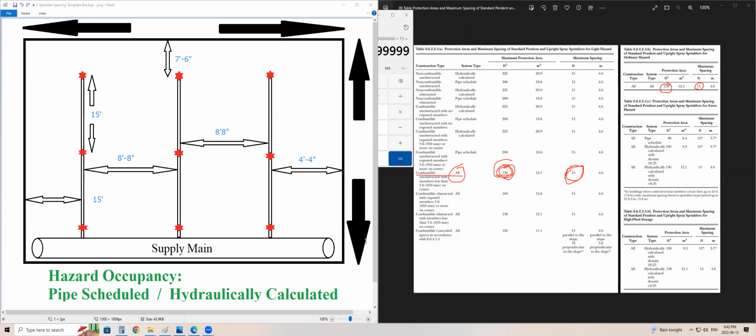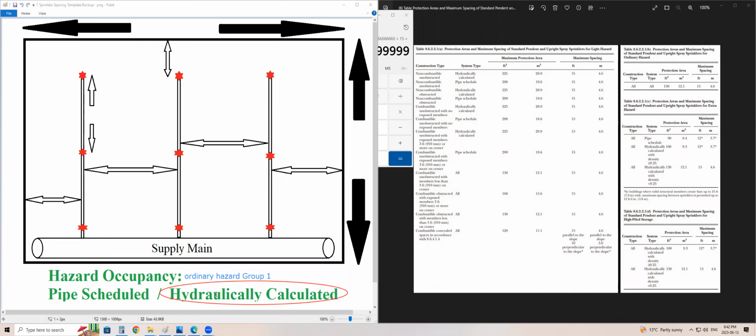I think I'm going to give you one more example. Let's pretend, my intention of doing this, I kind of got ahead of myself. Let's clear everything. My intention, let's say this is going to be a hydraulically calculated system. So I'm going to circle this right here. Hydraulically calculated hazard occupancy. I want this to be ordinary hazard group 1. Not that it matters, because the chart stays the same anyways.